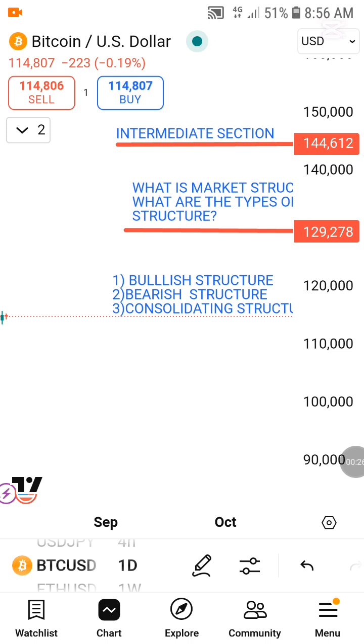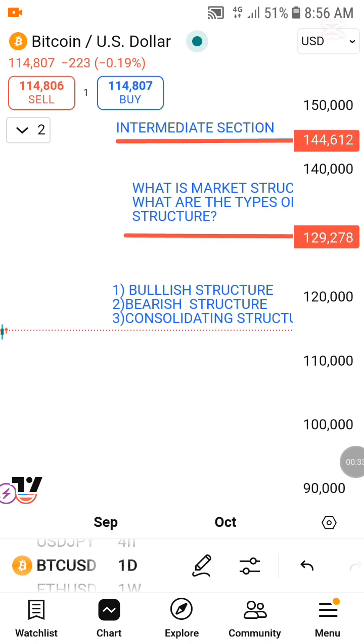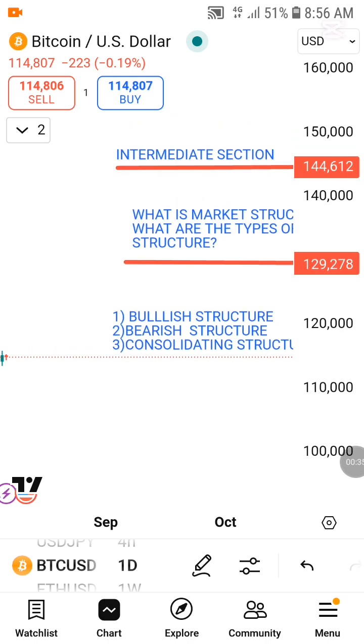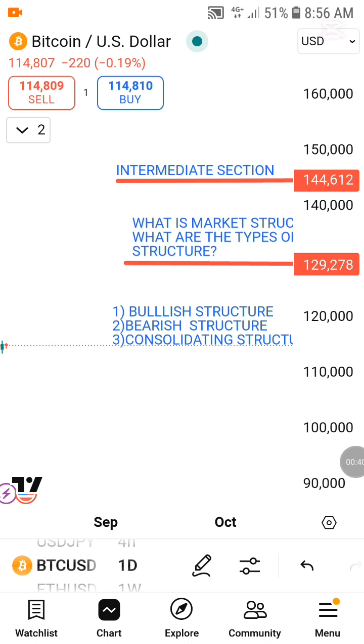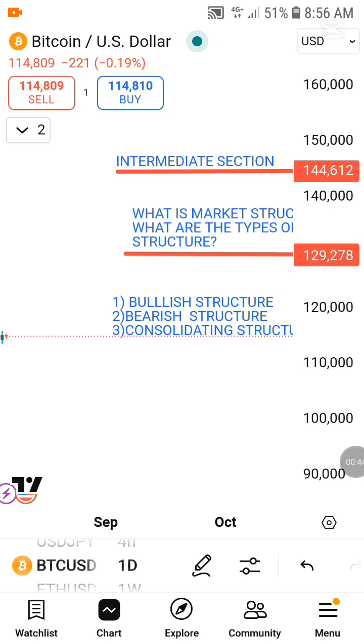So first of all, when we are talking about market structure, it is the character and the behaviors of the market that enable market players to identify the possible directions of the market. Do you get that? So now we come to the types of market structures.